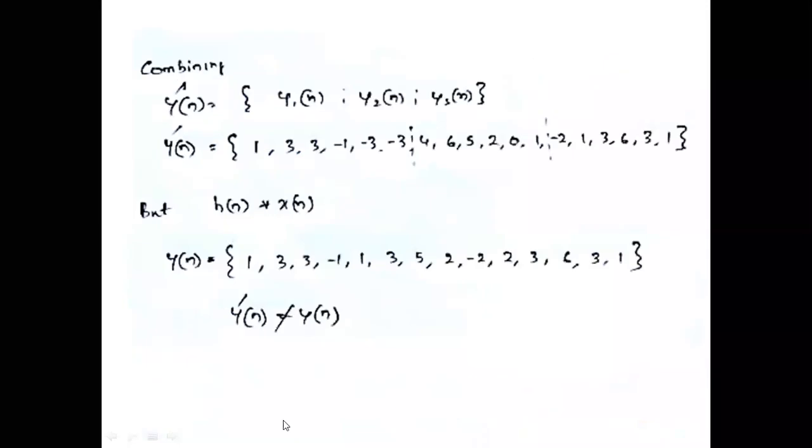So there I have the correct answer here. This is my correct answer, which is done directly: h of n is 1 1 1, x of n is the complete sequence taken. Okay, here is the correct answer. Is it correct, by the way? Let us start. 1 3 3 minus 1, yeah, fine. 3 6 3 1, yeah, that's also fine.